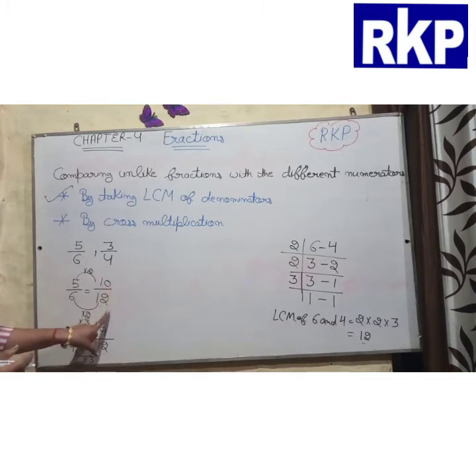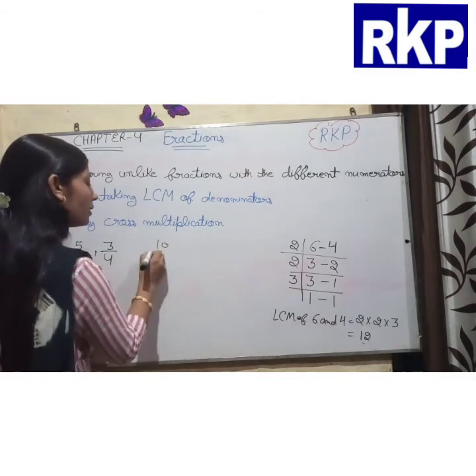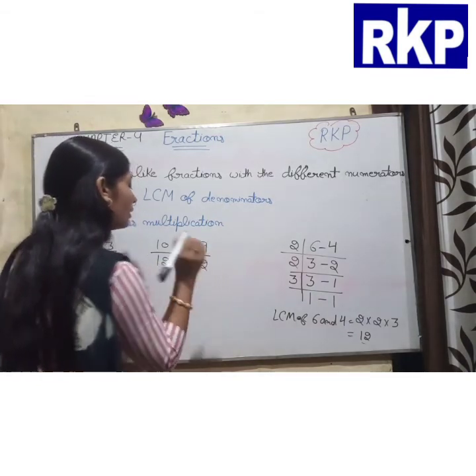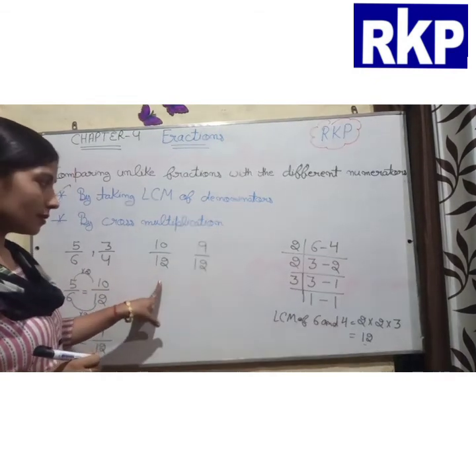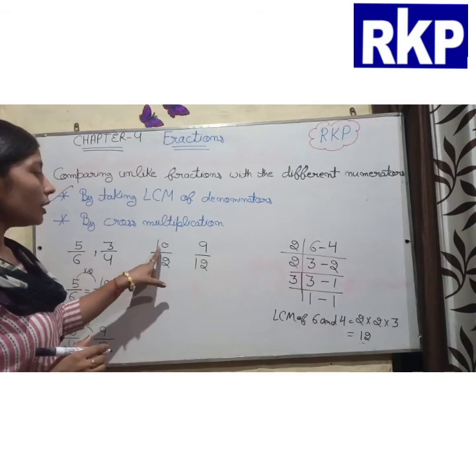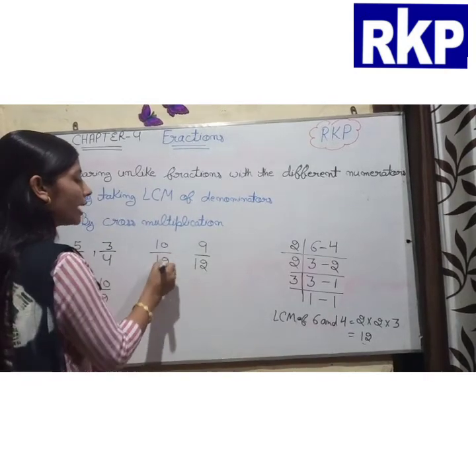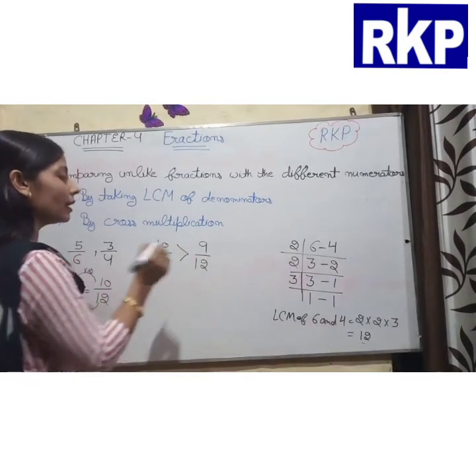Now 10 by 12 and 9 by 12 both are like fractions. 10 by 12 is an equivalent fraction of 5 by 6, and 9 by 12 is an equivalent fraction of 3 by 4. Now let us compare 10 by 12 and 9 by 12. These are like fractions, so we need to check only the numerators. Here 10 is greater than 9, so 10 by 12 is greater than 9 by 12.